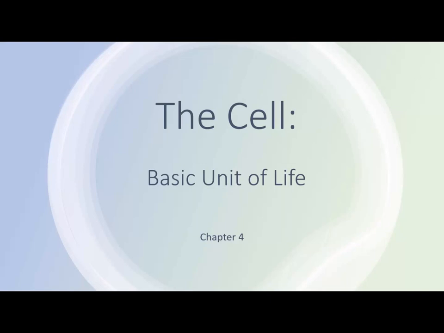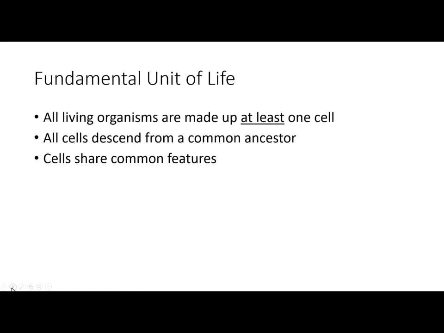Chapter 4 discusses the cell, which is the basic unit of life. There are three basic tenets about the cell that make it the fundamental unit of life. All living organisms are made of at least one cell. All cells descend from a common ancestor. And all cells share common features, even though they are a very diverse group of organisms.